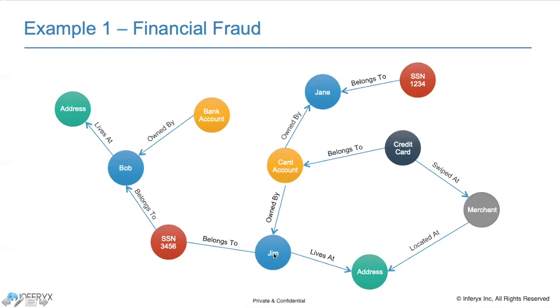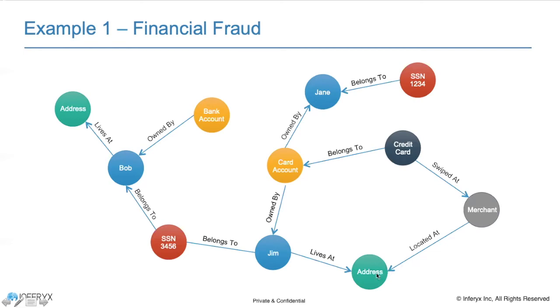Jim also owns it, and at the same time, you can see Jim has this SSN number 3456. Jim lives at this address. Looks like there is a credit card transaction that took place. So there is a card, because under one card account, there could be more than one card, let's say. This particular card is being swiped at a merchant, which is located at this address.